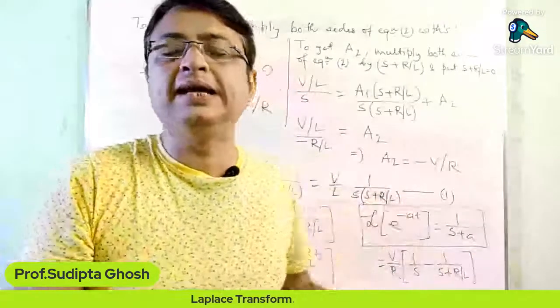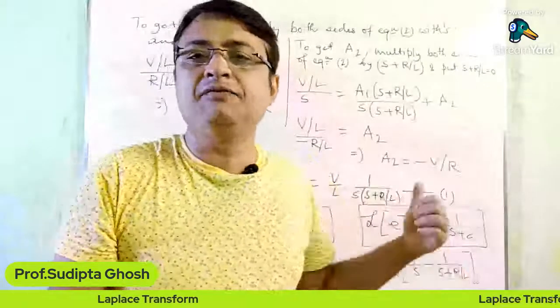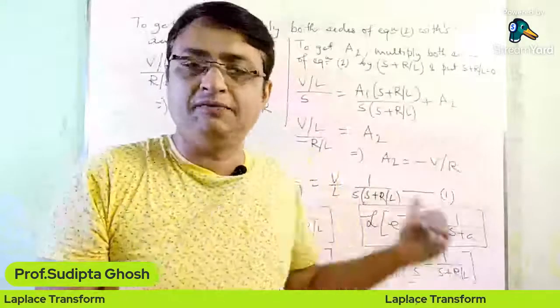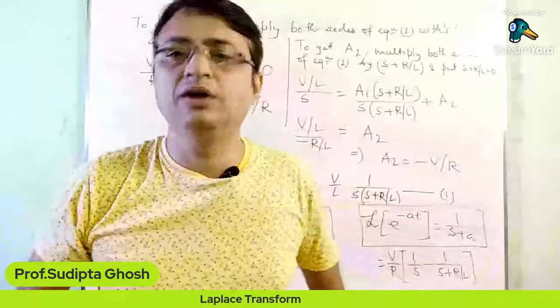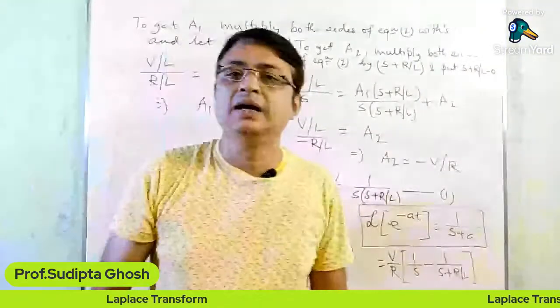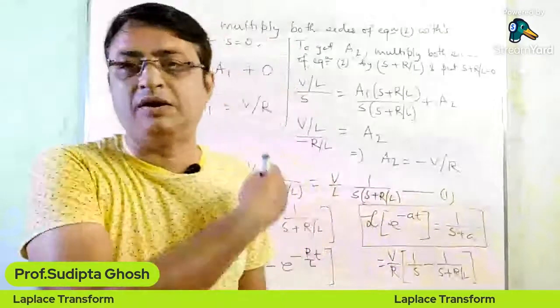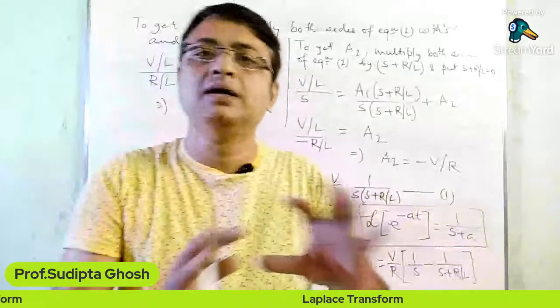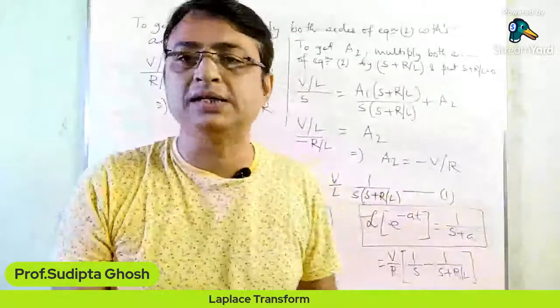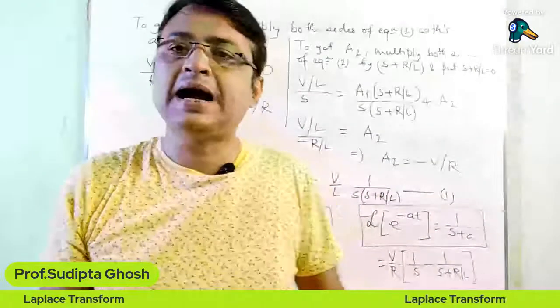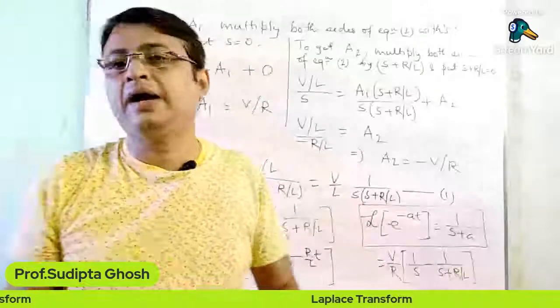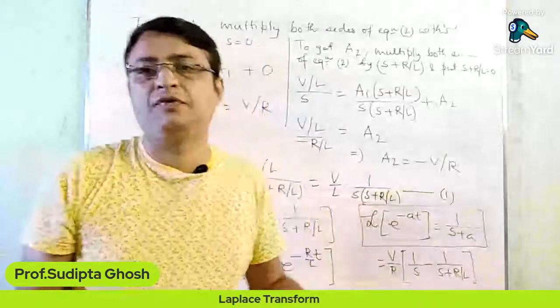As you can see here, it is a very familiar equation. It is a very familiar form of an LR circuit. You have already solved this equation in your undergraduate class, by solving differential equations. But here I have applied Laplace transformation, and easily we can find out the value of the current for this particular equation.